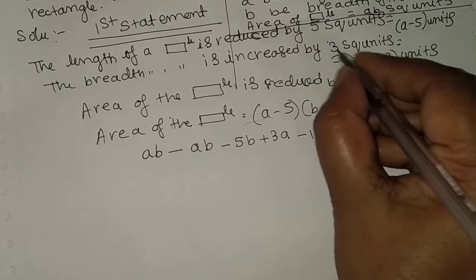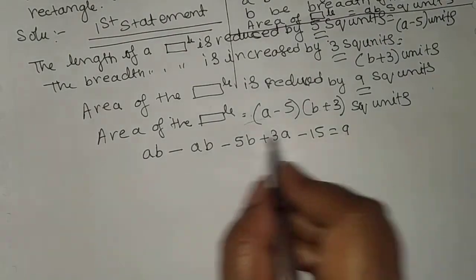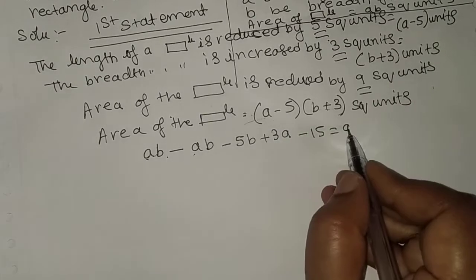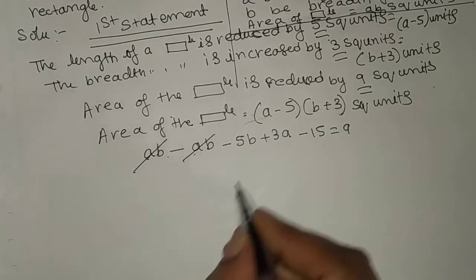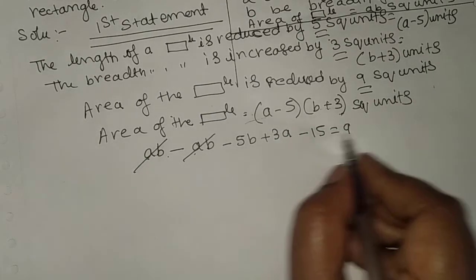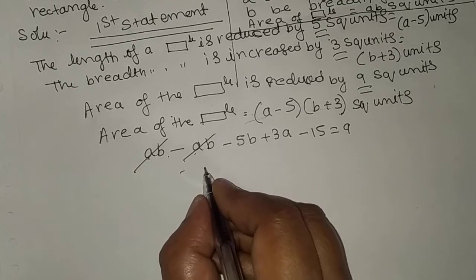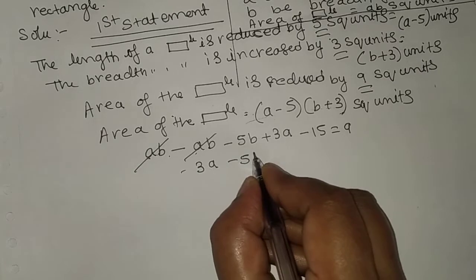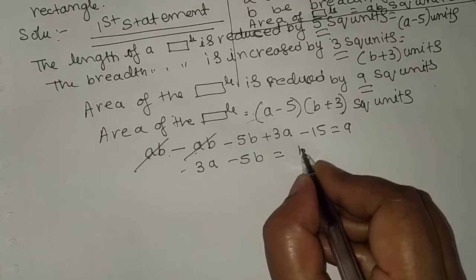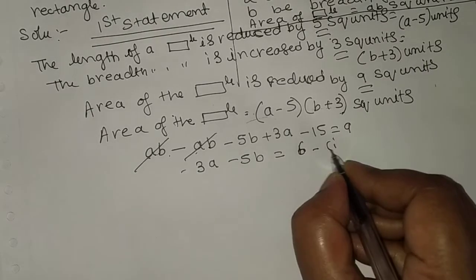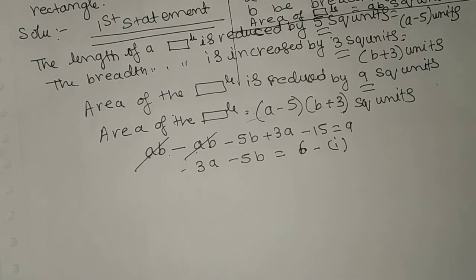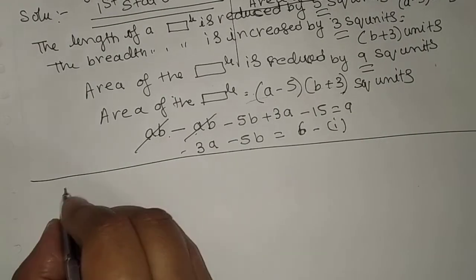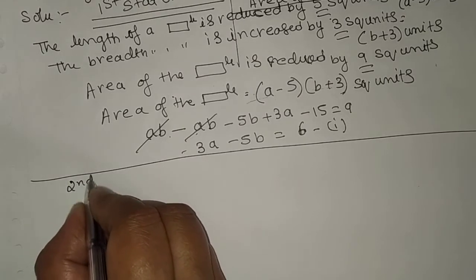9 square units. So simplify this, then minus this area, and we have to simplify again. What we get after simplifying is 3A minus 5B is equal to 6, as the first equation. So we finished the first part of the question. We move on to the second statement.